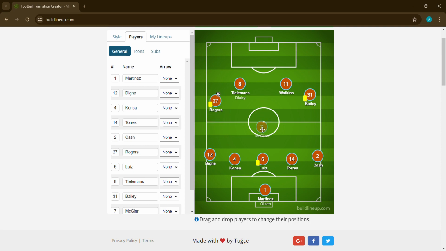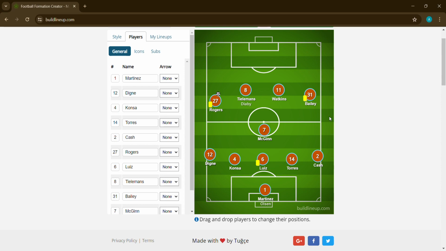Basically, Mitkin is the start of the whole attack. This is the lineup I suggest: a 5-4-1, a 5-1-4 formation, as both Rodgers and Bailey are considered as wingers, and Diaby and Watkins can basically play up top.